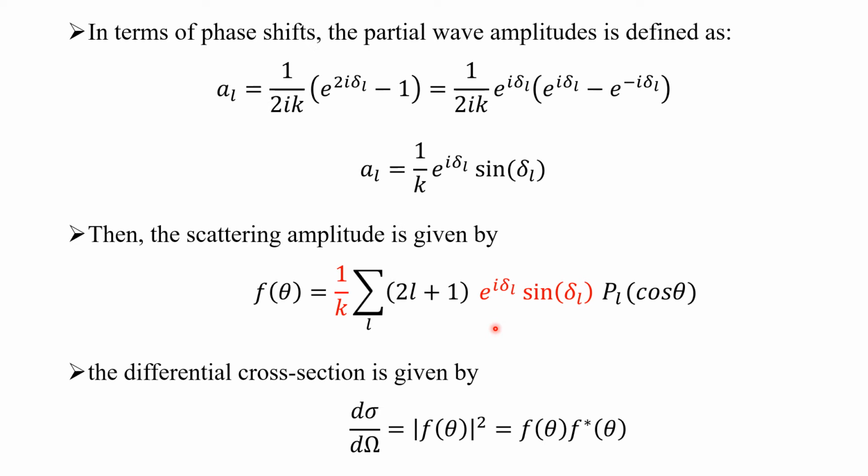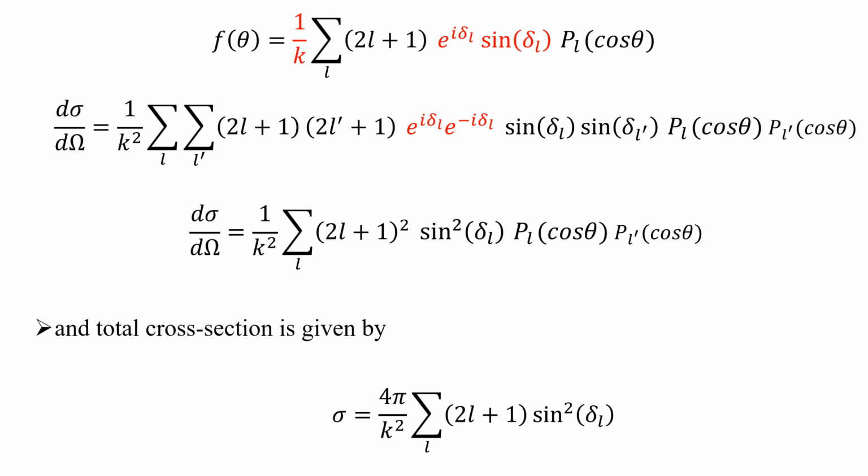We have taken only the phase shift, no change in the amplitude. And then the differential cross section is given by dσ/dΩ = |f|², which is equal to f times f star. We have seen that f is equal to 1 over k, summation over l, (2l+1) e^(iδ_l) sin δ_l P_l(cos θ). Then the differential cross section is equal to f f star.